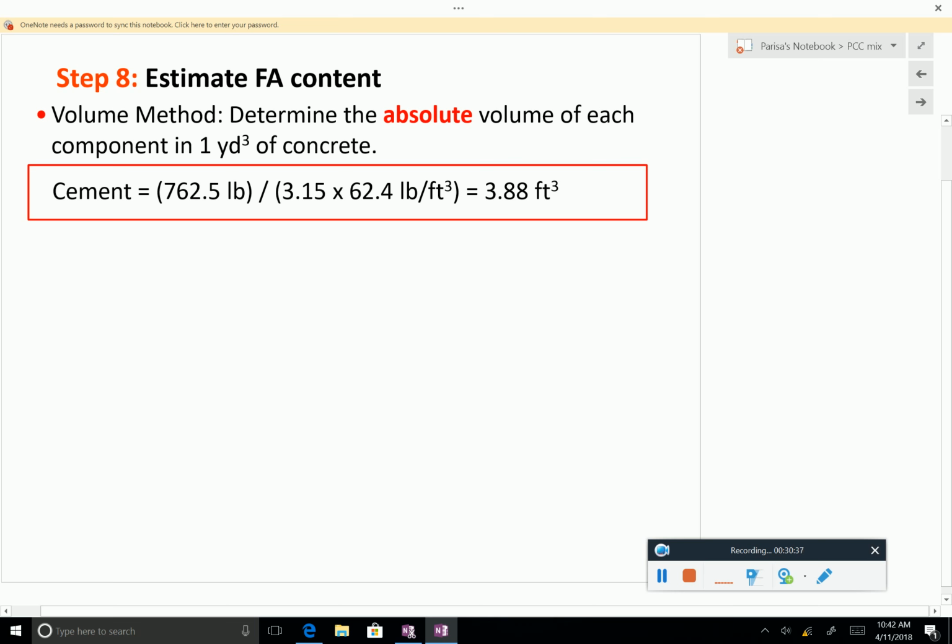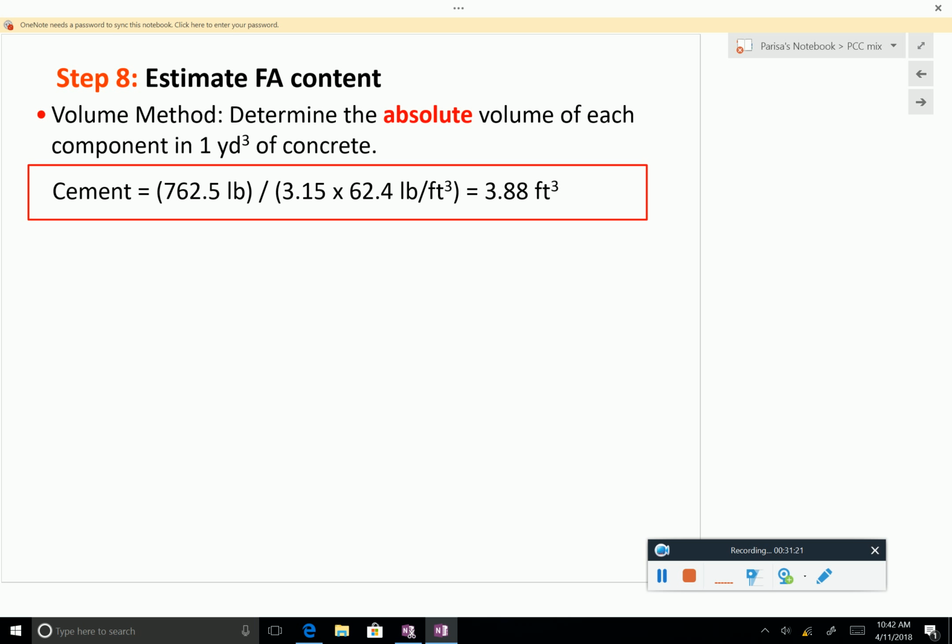So starting with cement. We calculated how much cement we have in terms of pounds, but we didn't calculate the volume. But this is not a problem because we all know that the specific gravity of cement is 3.16. So it's very easy to go from weight to volume. Now we do have to do the same for water and for coarse aggregate, and also for air. So the idea is we calculate the absolute volume of each component and we fill the rest with sand.